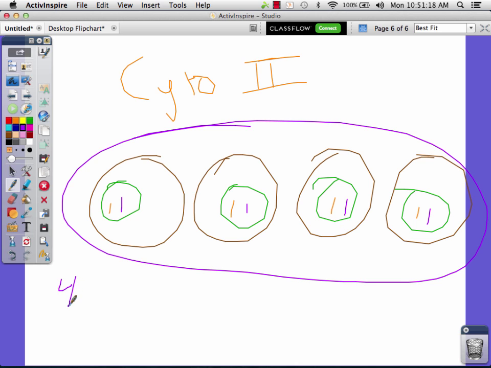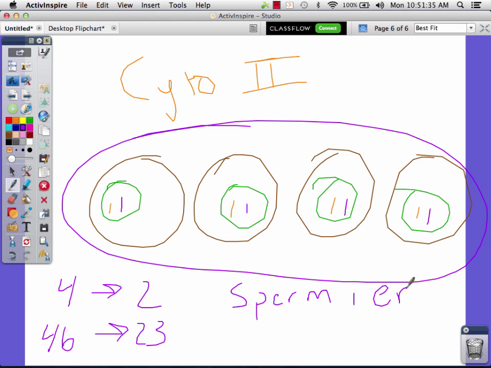So we started with 4, and we go to 2. Just like in humans, we start with 46, and we go to 23. And the reason that is because when you combine a female sex cell and a male sex cell, when you combine a sperm and an egg, each with 23, when you combine those, you get 46.